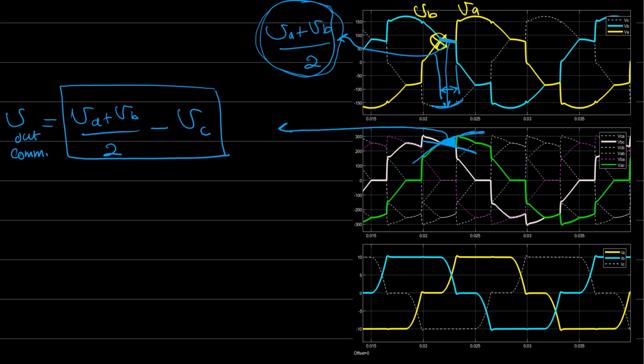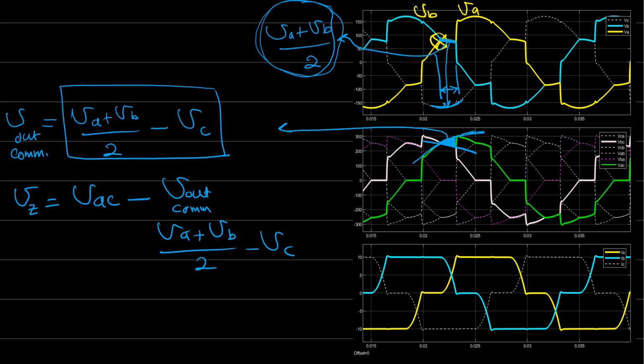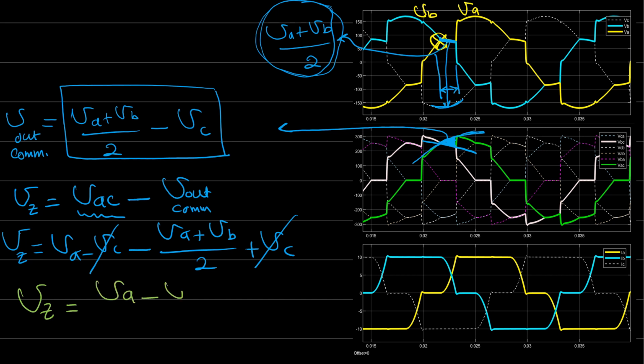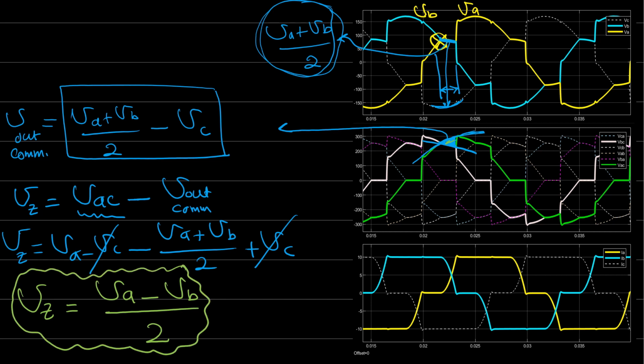So let's say this portion is VZ, equal to VAC, the green voltage, minus the output voltage at commutation, which is VA plus VB over 2 minus VC. This times minus, this will be minus this, plus VAC, which is the line voltage, equal to VA minus VC. This will go with this. So VZ at the end will be equal to how much? 2VA minus VA, it will be VA minus VB over 2. And this is the value of the small portion here on the output voltage.